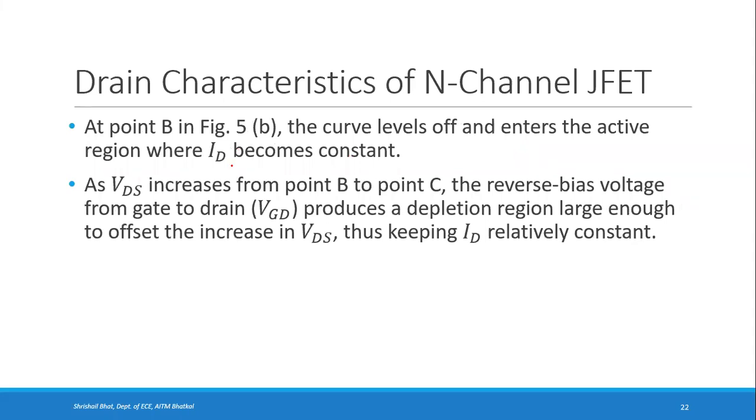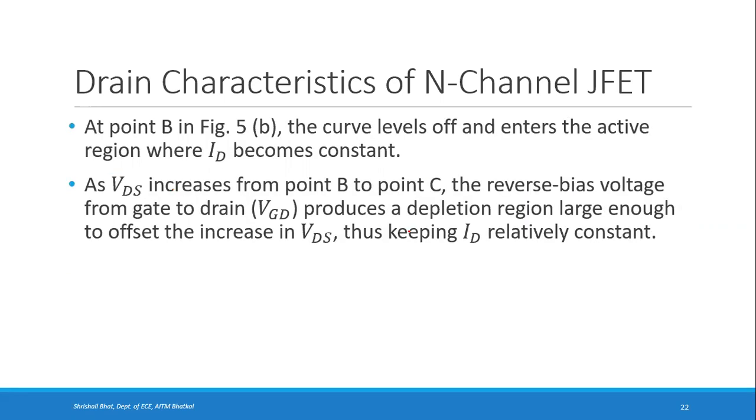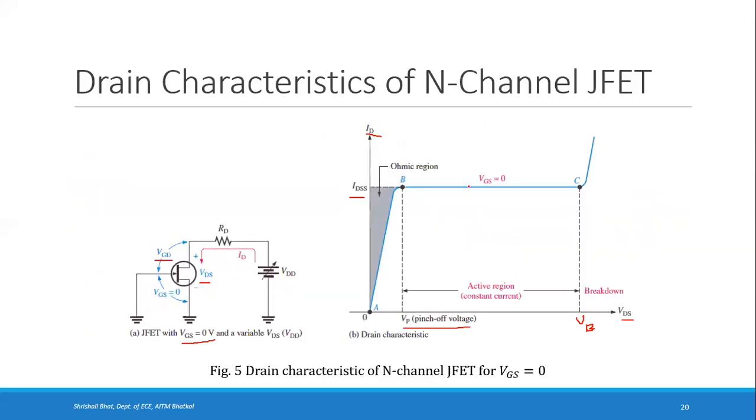constant. That is because as VDS increases from point B to C, the reverse bias voltage from gate to drain produces a depletion region large enough to offset the increase in VDS. That is, to cancel the effect of the increase in VDS, the depletion region will become large, thereby keeping ID constant. So that is what explains this particular thing where ID becomes constant.